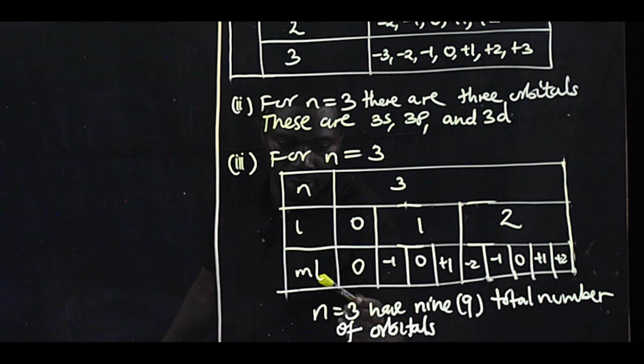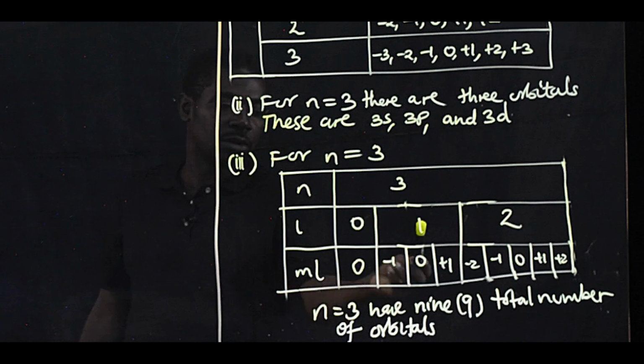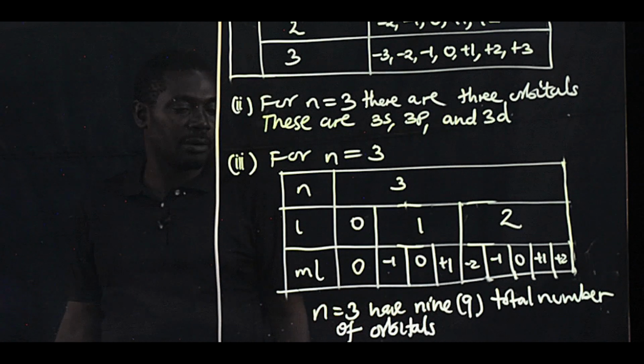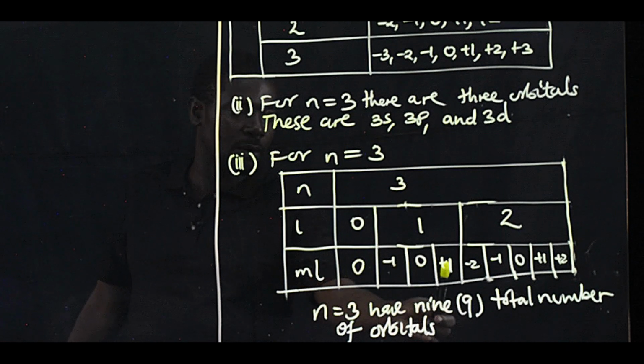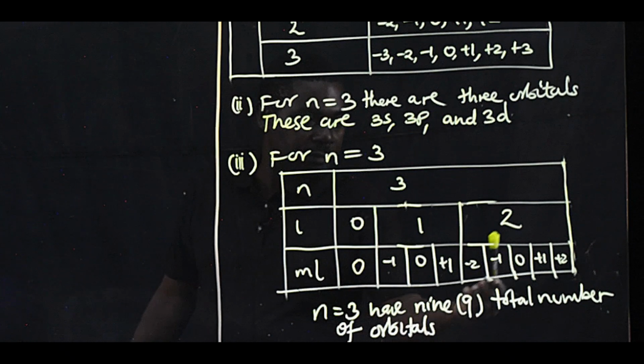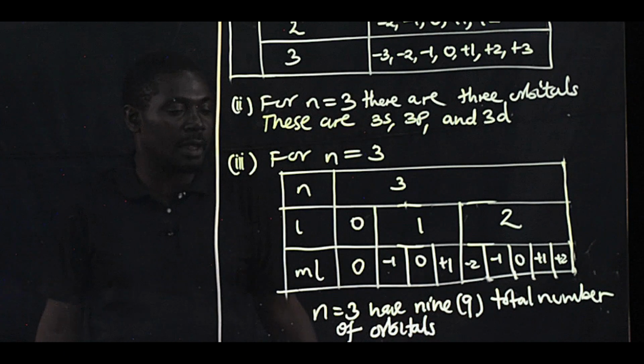So the value of ml for l equal to 0 is 0. And the value of ml for l equal to 1 ranges from negative 1 to positive 1 through 0, which are negative 1, 0, positive 1. And for l equal to 2, the value of ml ranges from negative 2 to positive 2, which are negative 2, negative 1, 0, positive 1, positive 2.